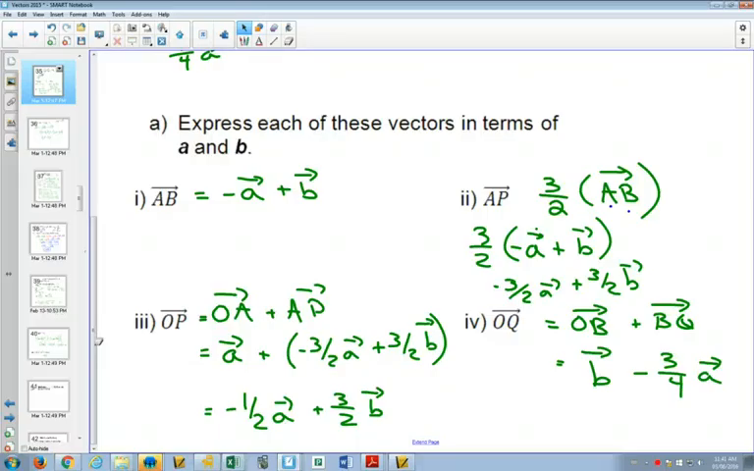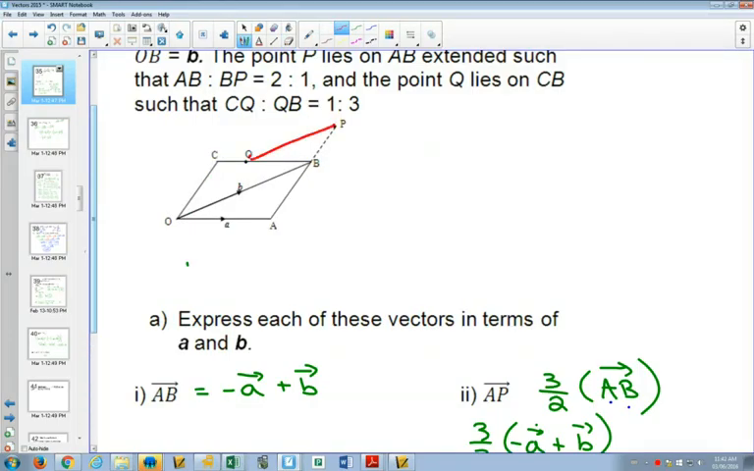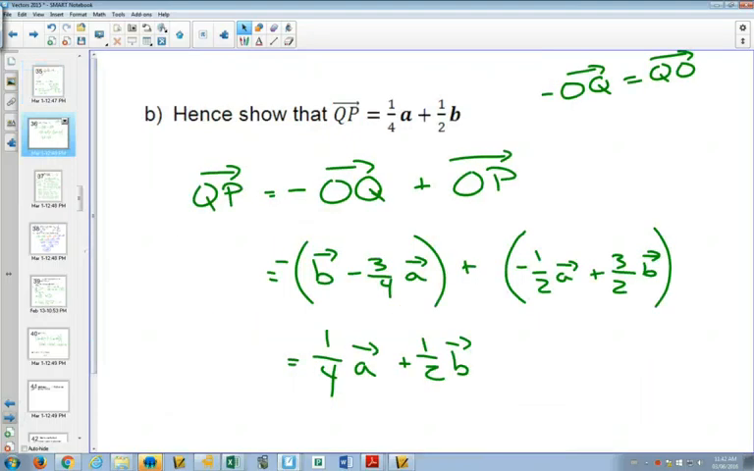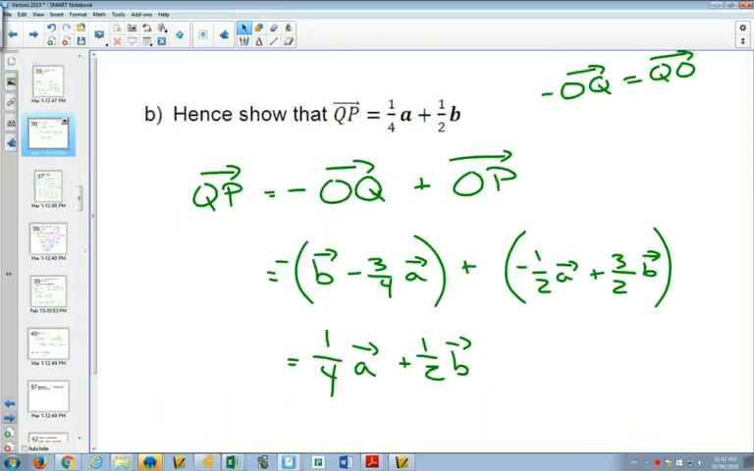And now that you've got position vectors for P and position vectors for Q, you can find out P to Q. So erasing this right now, we want to find out what is P to Q, or sorry, Q to P, not P to Q. The arrowhead, Q to P. Well, that would just be going from Q back to O, or negative OQ, plus OP, simplifying this all together, and we get 1/4 A plus 1/2 B.